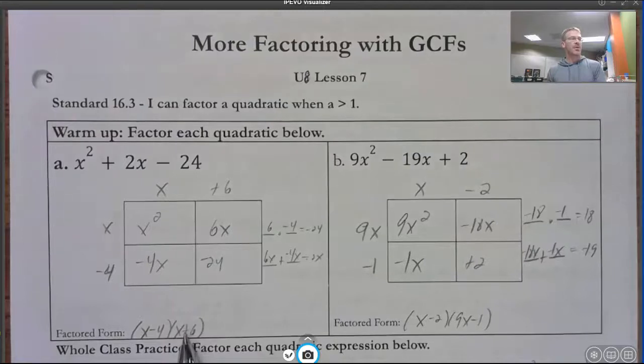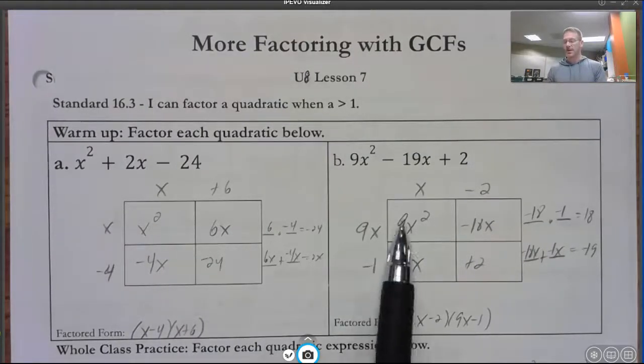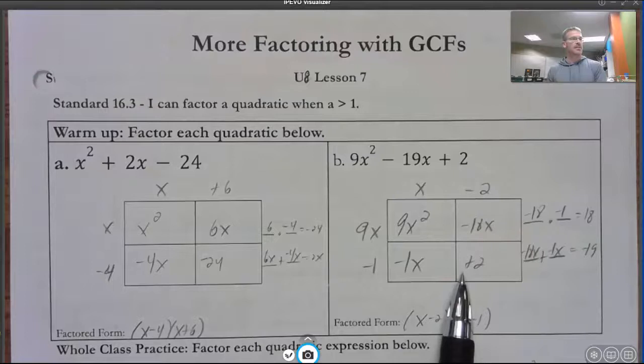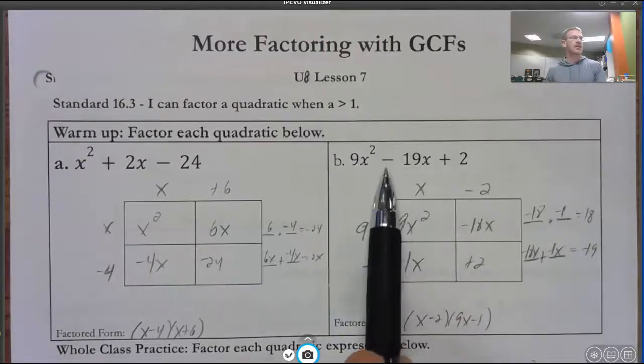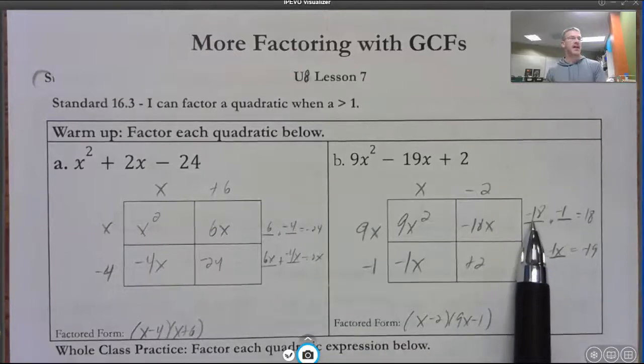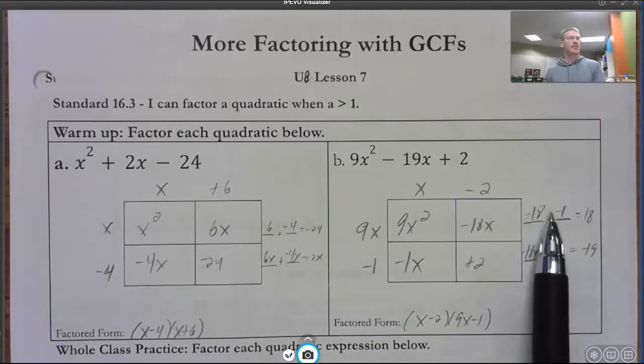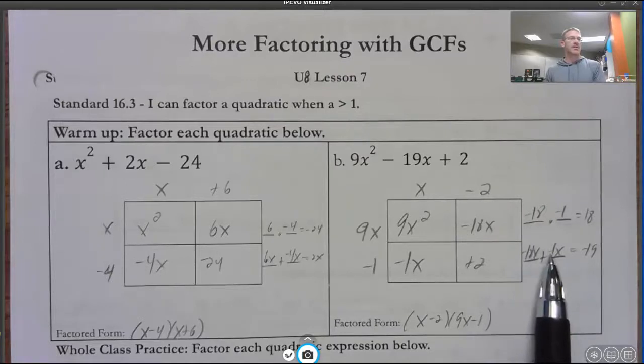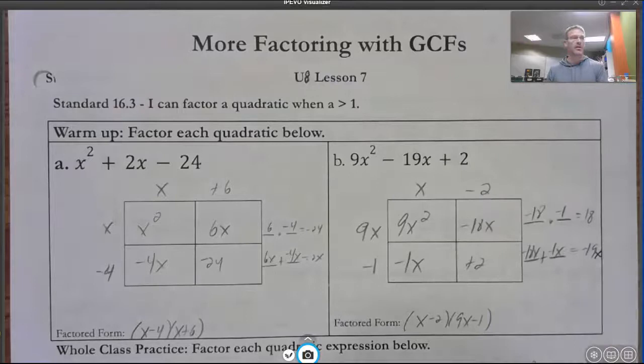Looking at part B here, once again, we do A times C. So 9 times 2 is 18. And I had to find two things that multiply to be 18, but add to be negative 19. So you can see that that would be negative 18 times negative 1. So negative 18x plus negative 1x is negative 19x. Left the x off there, so let me add that on. And then I just drop those in.